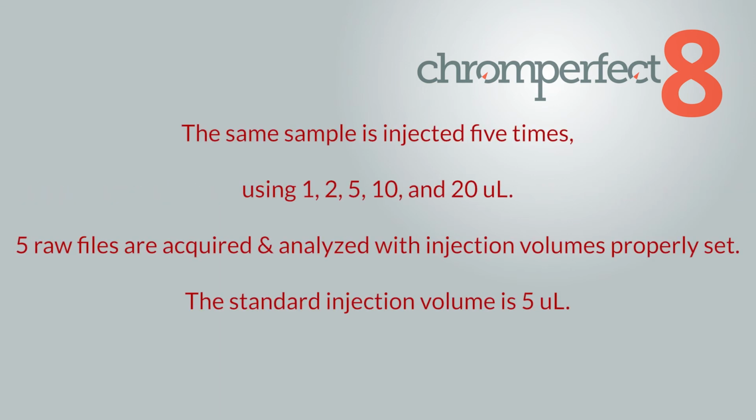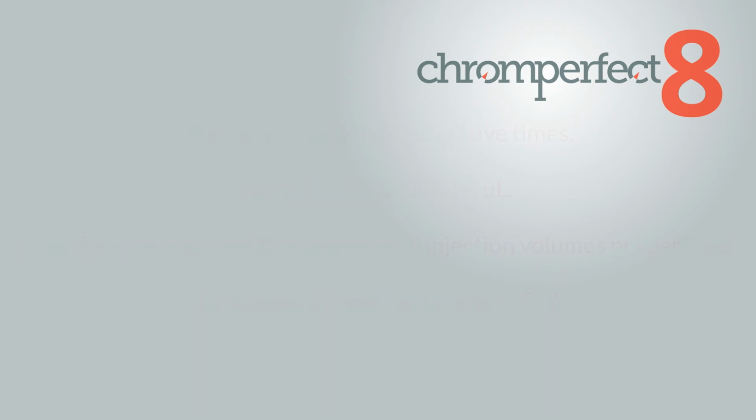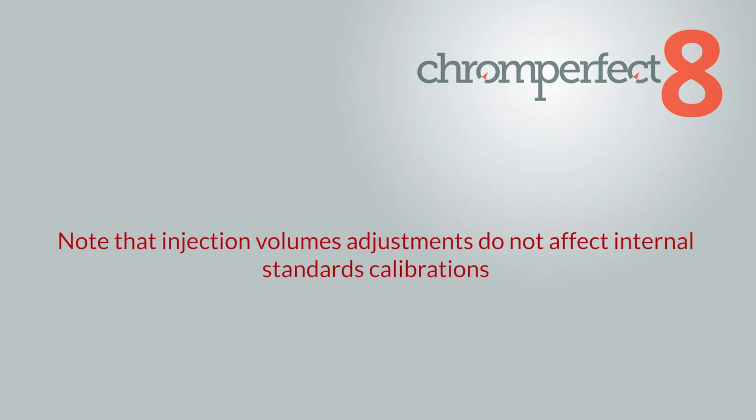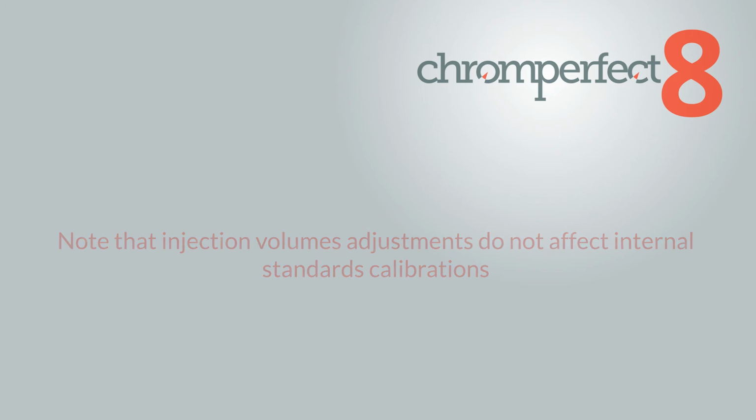For example, assume that the same sample is injected 5 times, using 1, 2, 5, 10, and 20 microliters. 5 raw files are acquired and analyzed with their injection volumes properly set. The standard injection volume is 5 microliters. The results are tabulated on screen now. Note that the raw amount increases with increasing injection volume, but the corrected amounts are essentially identical. When using internal standards, variations in injection volume affect analyte and internal standard equally, and do not affect the response ratio. Therefore, this correction is not applied to internal standard amount calculations.